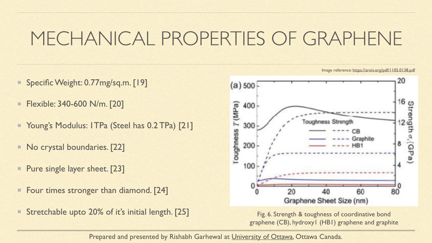In figure 6, the carbon bond graphene is stronger than graphite and hydrogen bond graphene. The crash for every one of the three materials is achieved when the graphene sheet measures around 25 nanometers. For carbon bond graphene, the toughness is between 300 megapascals to 400 megapascals and the strength is about 14 gigapascals when the graphene sheet is measured over 20 nanometers. It demonstrates suspended graphene is remarkably resistant to mechanical force.